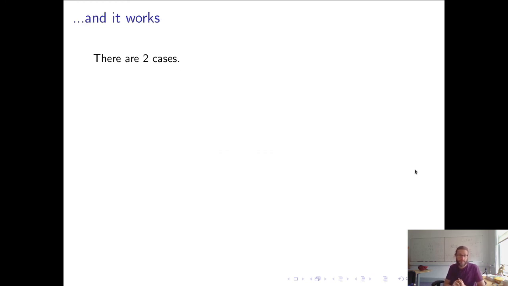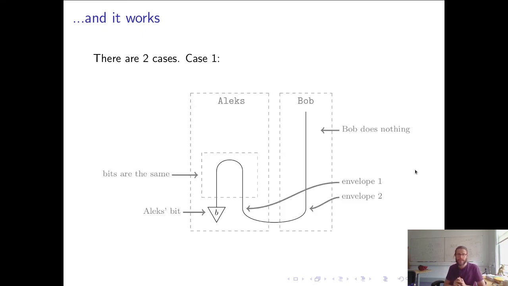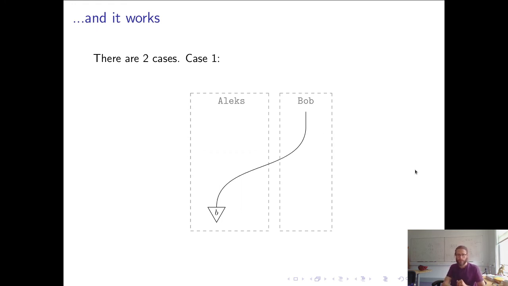And it works. There's two cases to look at. In the first case, I open the envelope and I see that my bit's the same as Bob's bit. In that case, Bob doesn't have to do anything. We're done. Can we see that Bob gets my bit? Well, yes, we just yank the wire and Bob gets my bit. No problem. Gotcha.